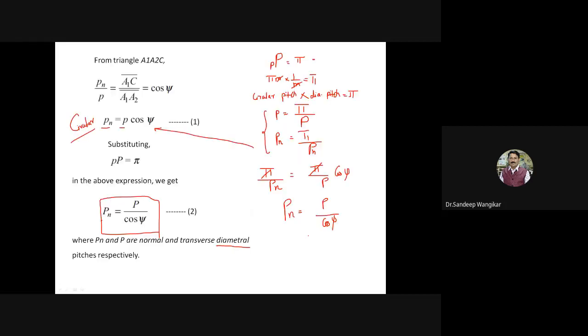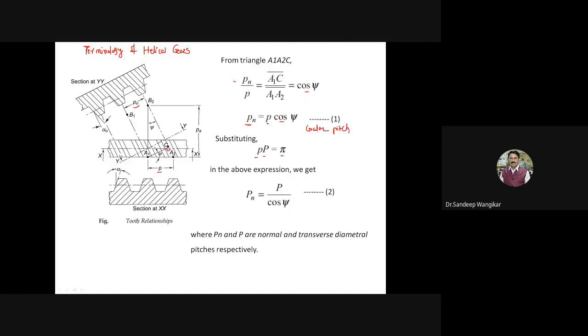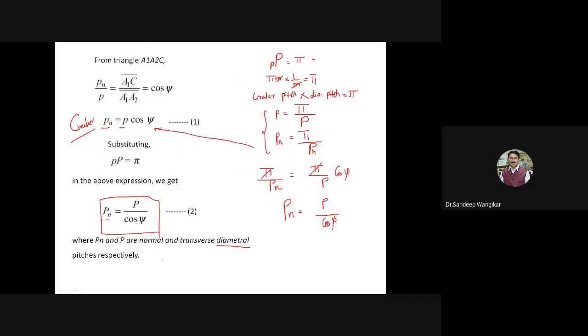Then we have diametral pitch is equal to 1 divided by m. If I put 1 upon m and 1 upon m into cos psi, you will get mn is equal to m cos psi. If I put the relation for Pn, the diametral pitch, and express it as 1 upon mn, where mn is the normal module, it is equal to 1 upon m into cos of psi.